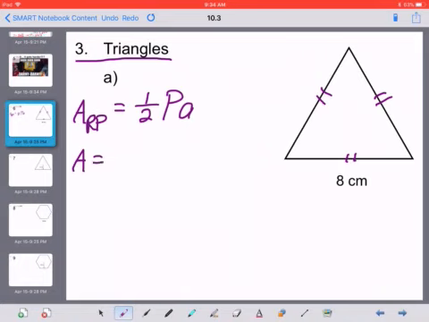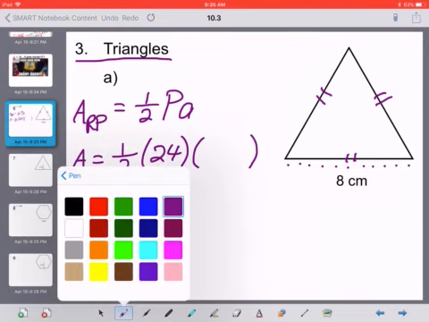Step 2, let's fill in what we know. We've got a 1/2. Perimeter isn't going to be tough to figure out. This bottom side right here is 8, and because it's regular, all three sides are the same length. So 8 times 3 gives us a perimeter of 24 centimeters, but the apothem is going to be the hard part.